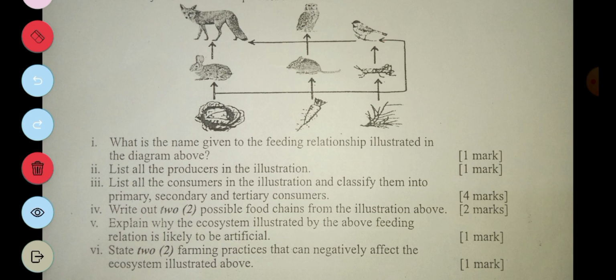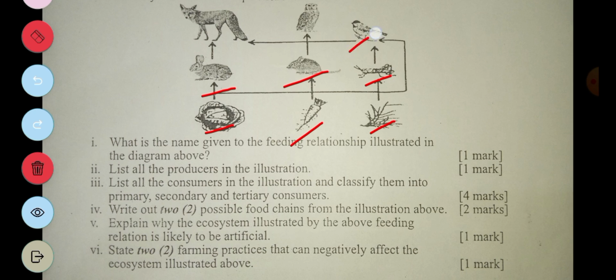List all the producers in the illustration. The producers are cabbage, carrots, then grass. List all consumers in the illustration and classify them into primary, secondary, and tertiary consumers. So the rabbit is a primary consumer, the mouse is a primary consumer, the grasshopper is also a primary consumer.